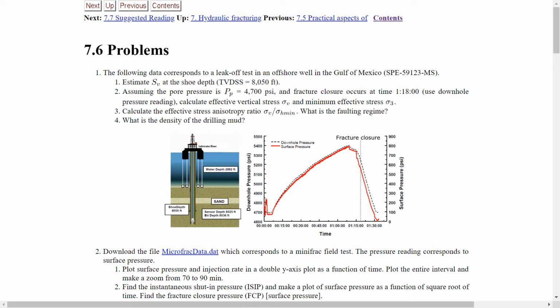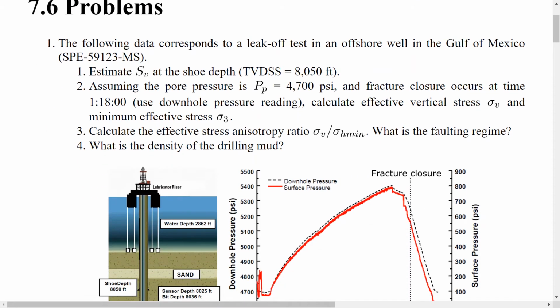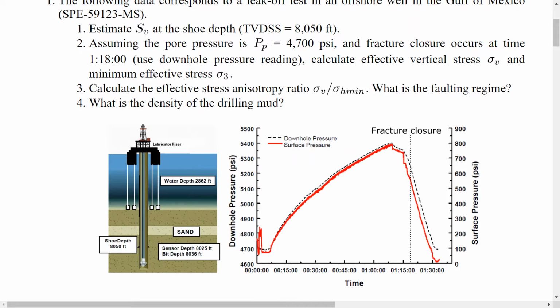For this example, what we're going to have to do is to interpret what is the minimum principal stress and what is the type of faulting regime based on all the data that we have over there. So this is not like a cookie cutter type of problem, right? You have to see all the data available, and then you have to solve it based on the knowledge that you already have.